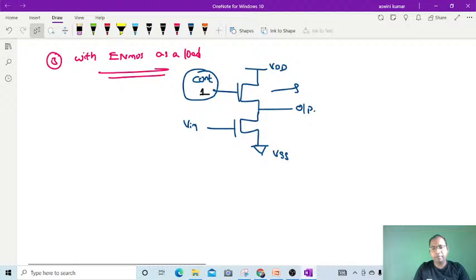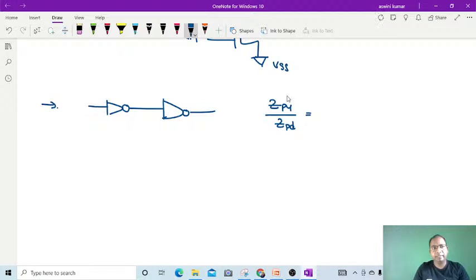As per the NMOS inverter. And one more most important point we have to discuss: if the NMOS inverter is driven by another NMOS inverter, then what is the ZPU by ZPD ratio? Z is nothing but impedance, the pull up section impedance and the pull down section impedance. What will be the ZPU by ZPD? Let's take here the input is V suffix I and V, and it is going to this one.